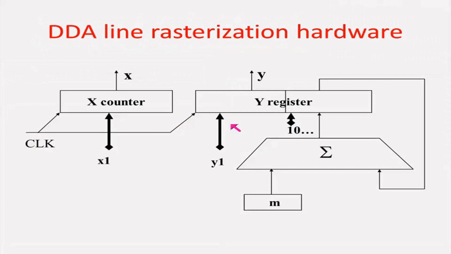This algorithm can be implemented in hardware as well with a simple counter that generates the increasing x values for every clock cycle. For y, we use a register that stores both its fractional and integer parts. The y coordinate is incremented by m for every clock cycle.